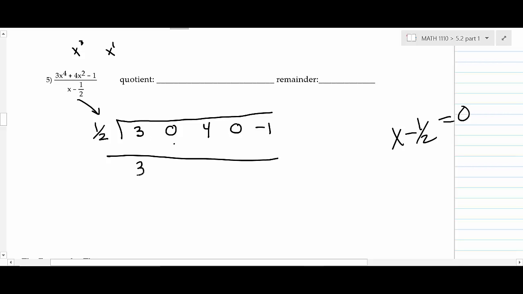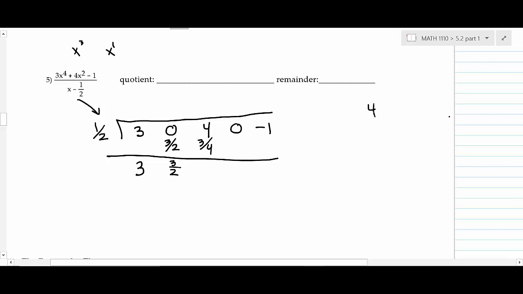So bring down the 3. Now if you multiply 3 times 1/2, just multiply straight across and get 3 halves. Don't do decimals, just do fractions, because sometimes they don't have a decimal that ends. So we want to do 3 halves like that. Now add, that's 3 halves. Multiply, you can do that in your head. I'm going to do that on the side since it's fractions. So that's going to be 3/4.